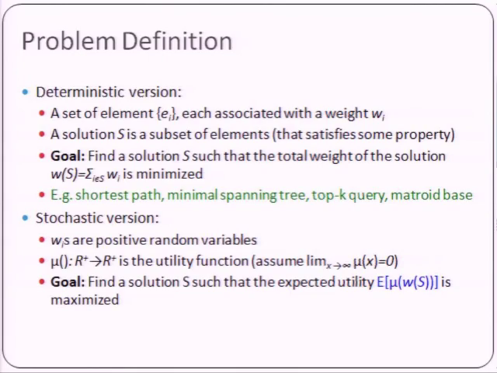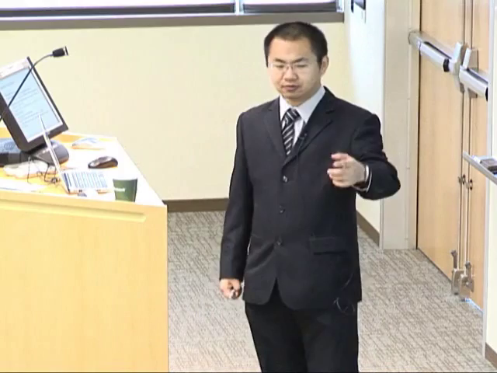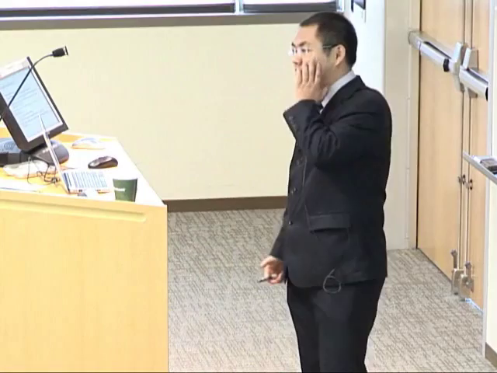Okay. So now let's apply this expected utility maximization principle to the combinatorial problem. The type of combinatorial problem we're going to discuss is a fairly general model. Suppose we have a set of elements, and each element has a weight in a deterministic setting. The solution is going to be a subset of those elements satisfying some property. If we want to find a path, those edges should form a path. If we want to find a spanning tree, those elements should form a spanning tree. It's just a subset of elements, and the goal is to minimize the total weight in the deterministic setting.